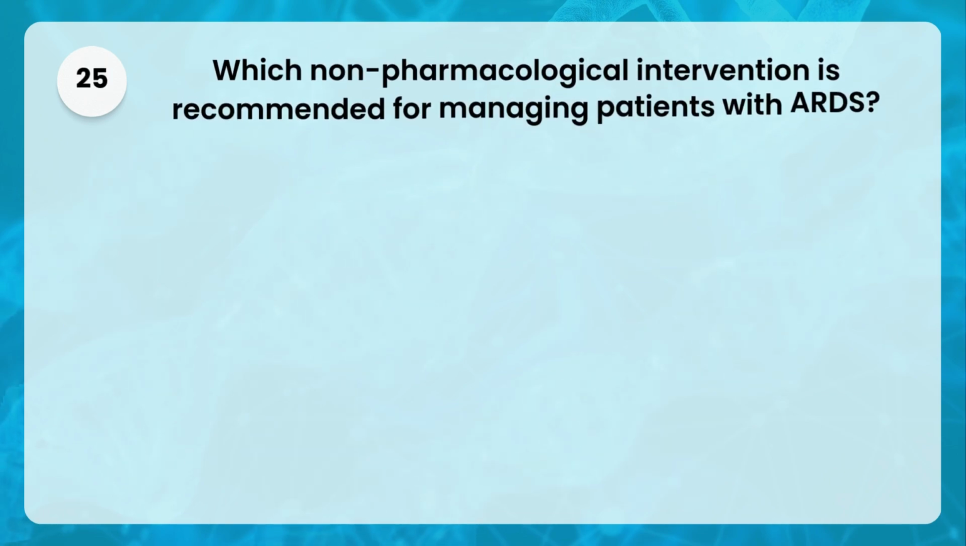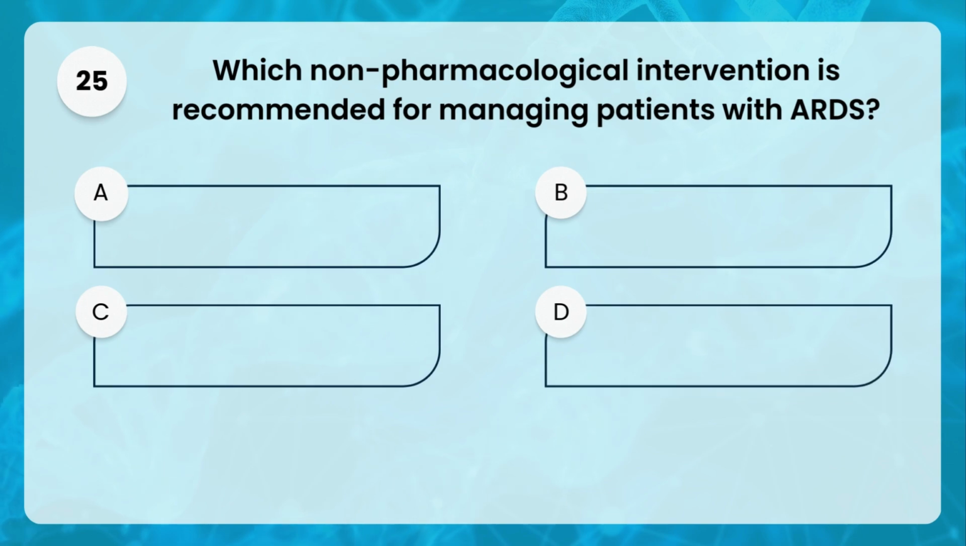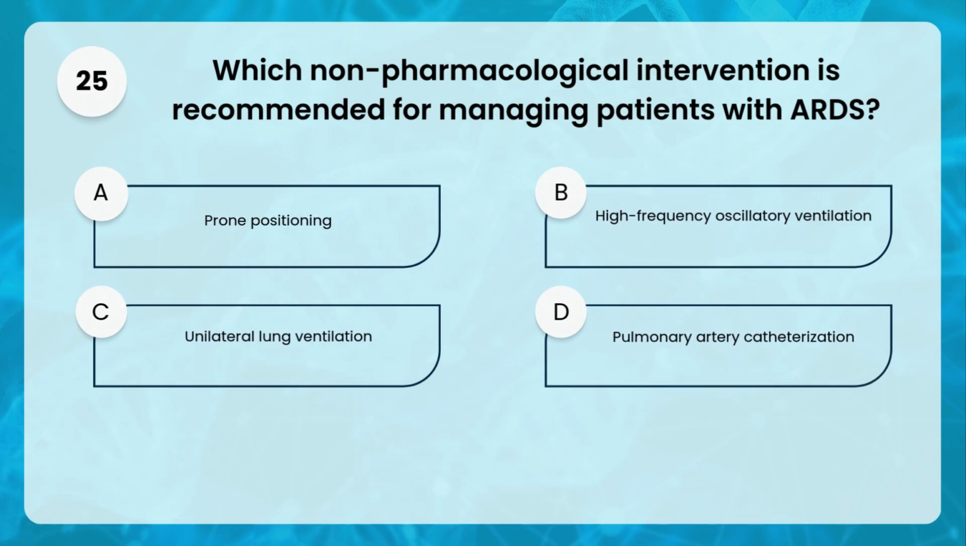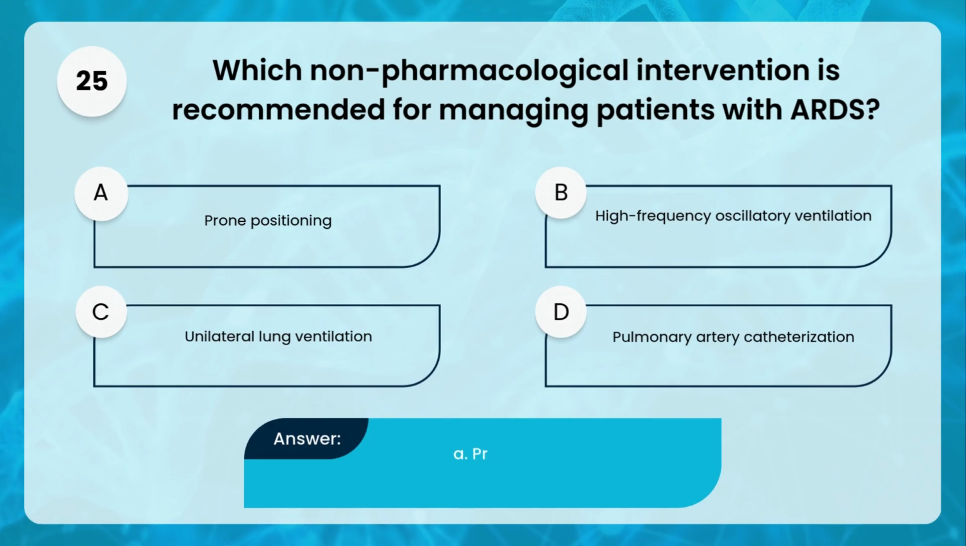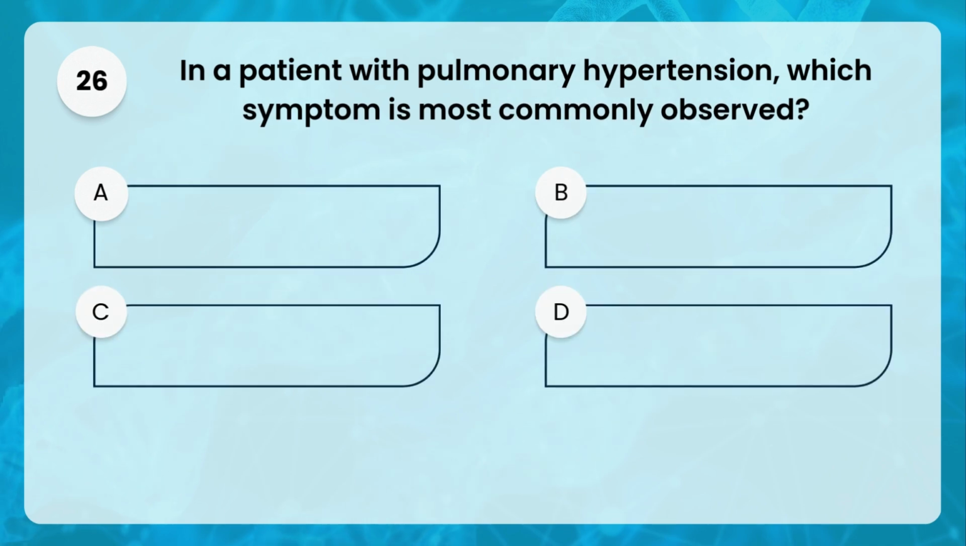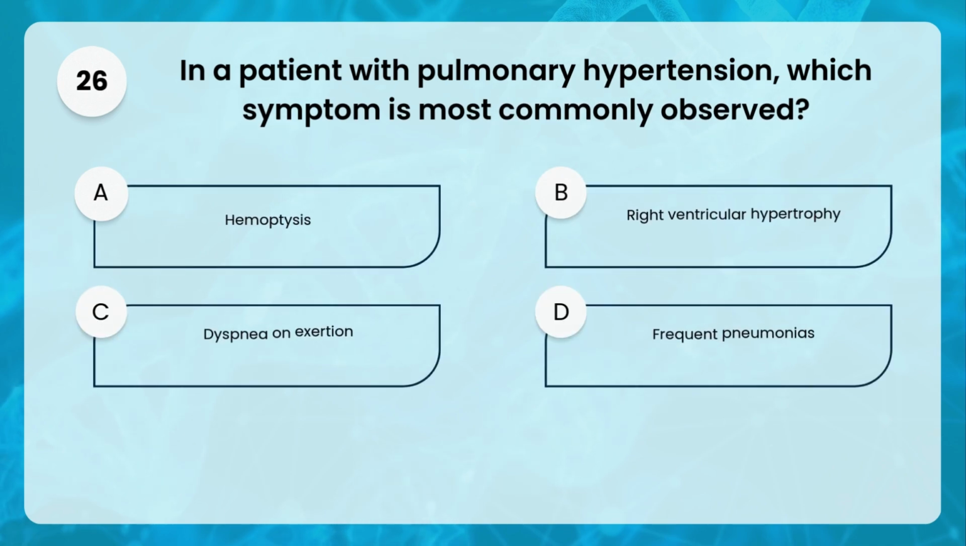25. Which of the non-pharmacological interventions is recommended for managing patients with ARDS? A. Prone positioning. B. High-frequency oscillatory ventilation. C. Unilateral lung ventilation. D. Pulmonary artery catheterization. The answer is A. Prone positioning.